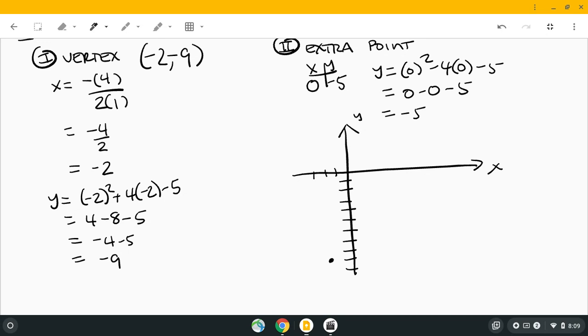-2, -9 is right here. And this is my axis of symmetry. Okay. And then 0, -5. 1, 2, 3, 4, 5. So this time I get the right half of the parabola. Okay. And now to get the other half, well, this point is 2 units away from the axis. So then I'm going to go 2 units away on this side. Okay, so 1, 2. Okay, and there's my parabola.